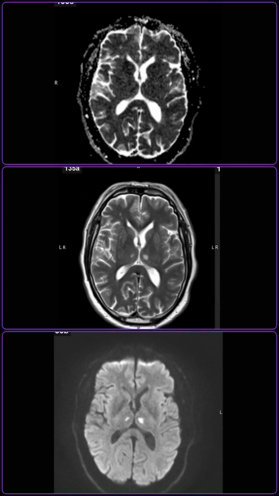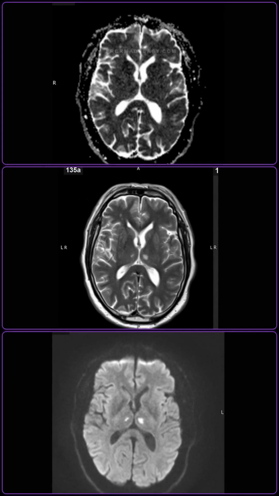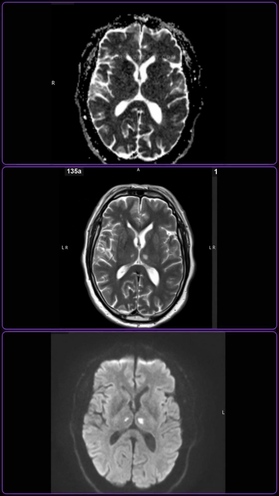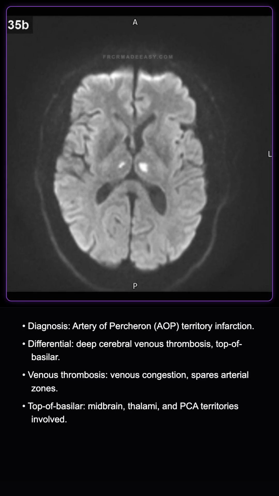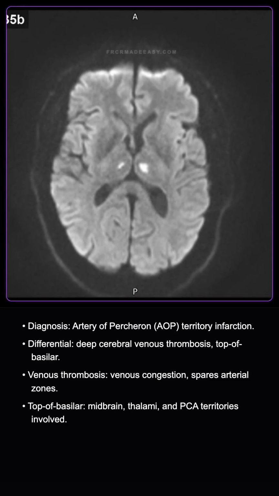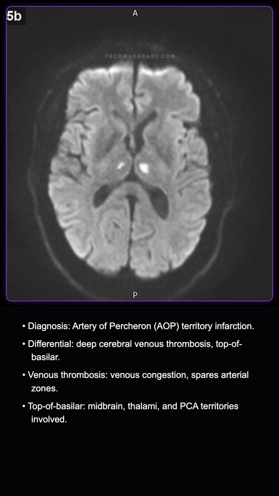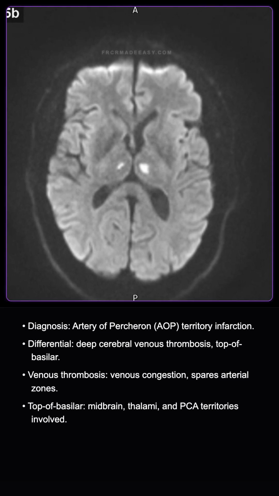Deep venous thrombosis causes bilateral venous congestion and infarction, but it typically spares arterial territories and involves the internal cerebral veins. Top of the basilar syndrome causes midbrain and thalamic ischemia, but also involves the superior cerebellar and posterior cerebral artery territories.